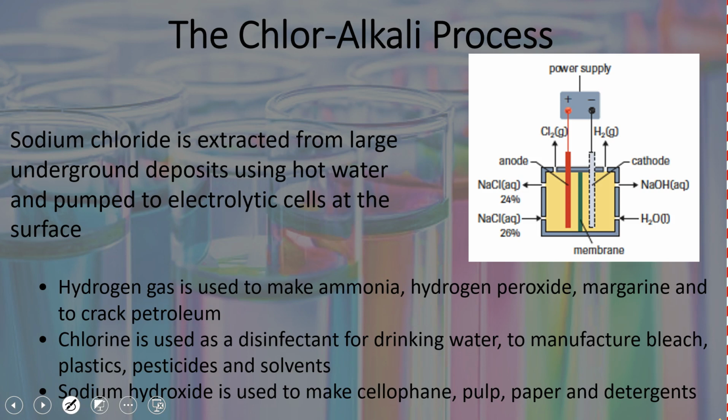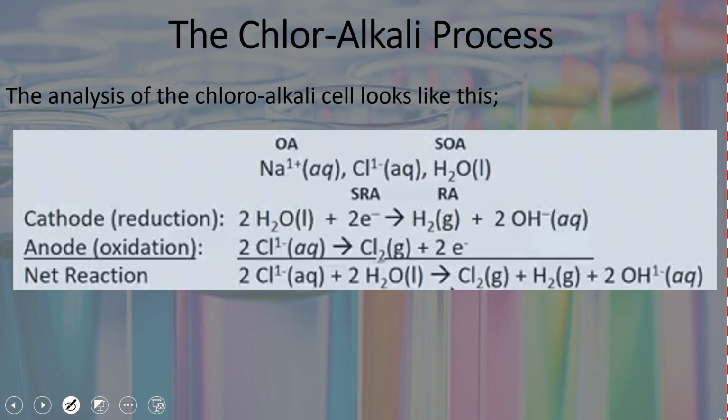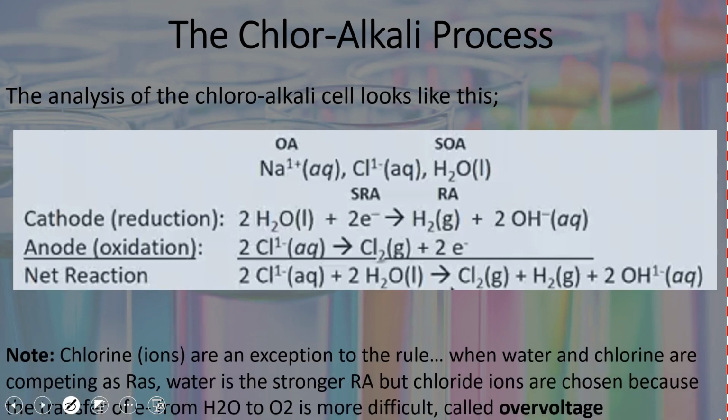Chlorine is used, obviously, in pools, right, to disinfect water. And then sodium hydroxide is used to make cellophane, pulp, paper, detergents, all that kind of stuff. So very important chemical process. And there's the reaction we just looked at. Chlorine, what does that say? H2O, the transfer of electrons from H2O.